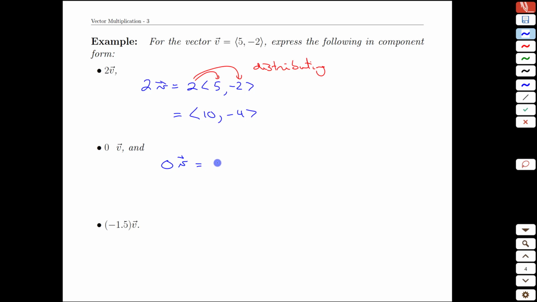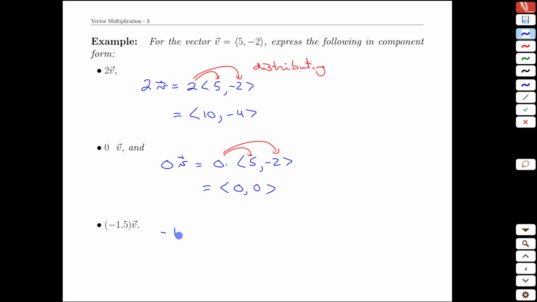If we do the same operation with the 0 multiplier, all the same elements apply. We distribute the 0 inside, but 0 times anything is simply 0. So we get our 0 vector, no x and no y distances included.